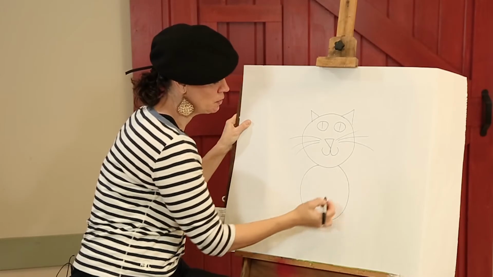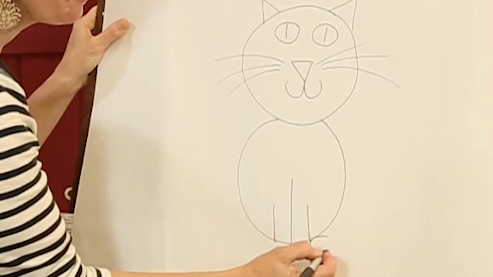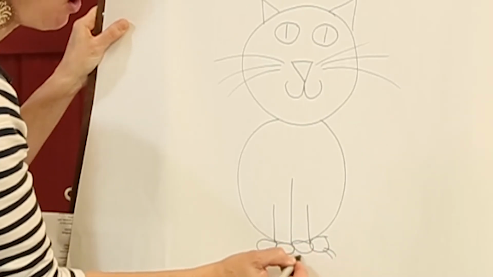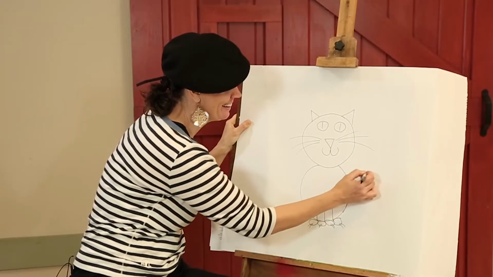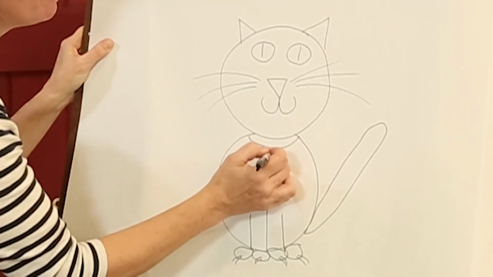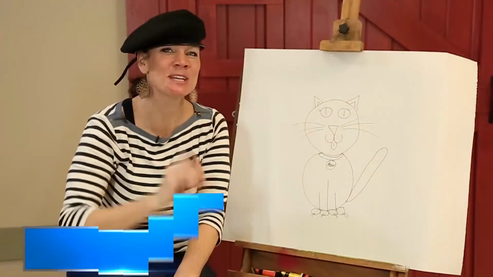A circle with a long line and two lines beside it. Four circles. I like the nails going off. That kitty likes to scratch. A tail and your collar. Voila! A simple kitty. Okay, it's time to get started.